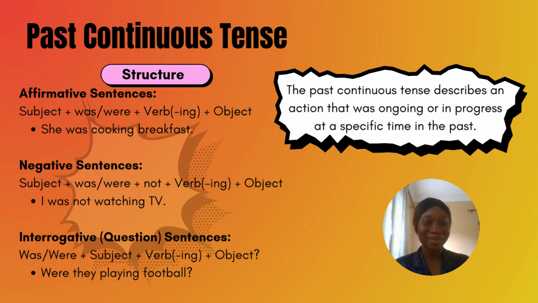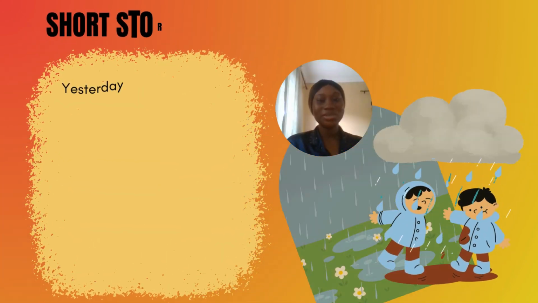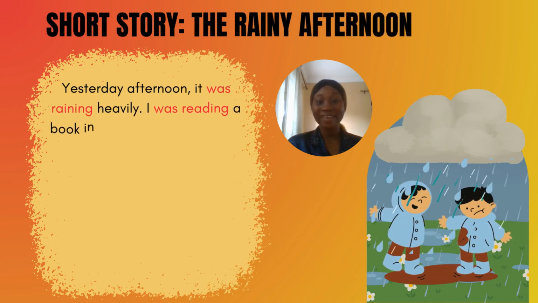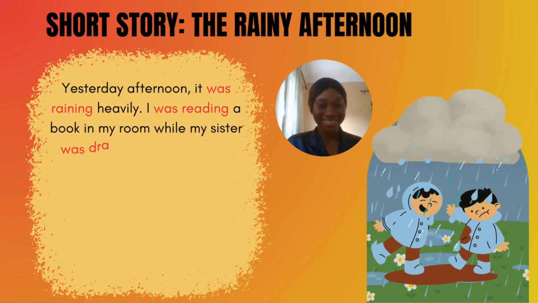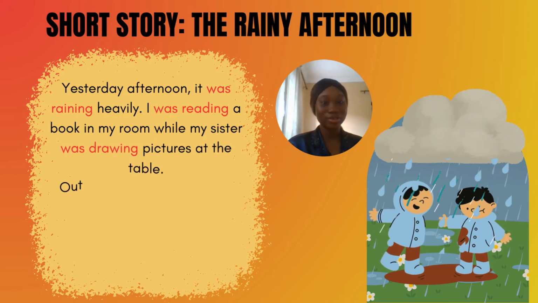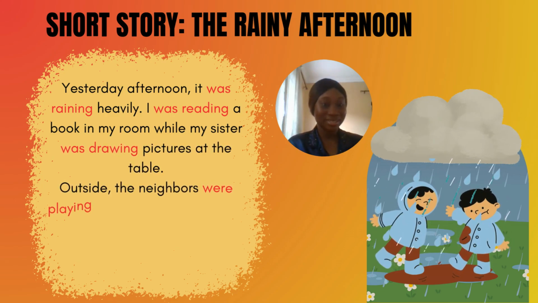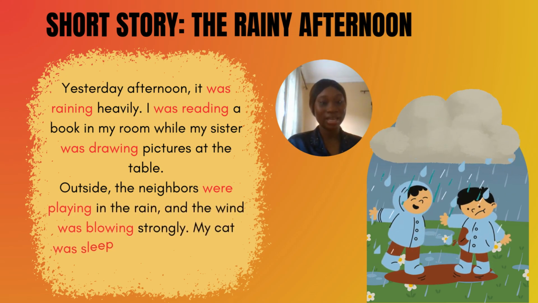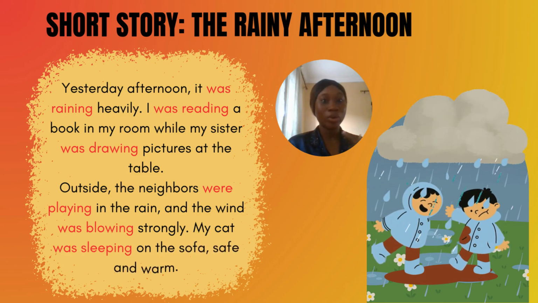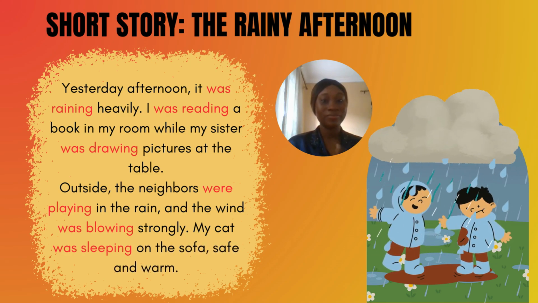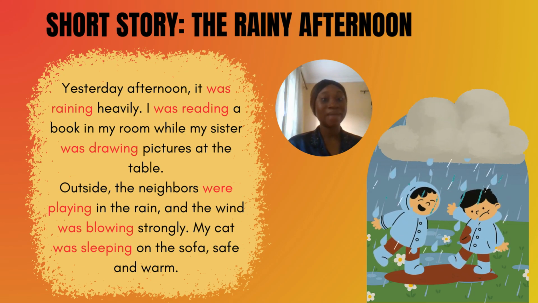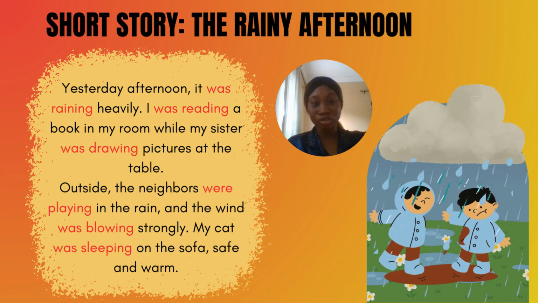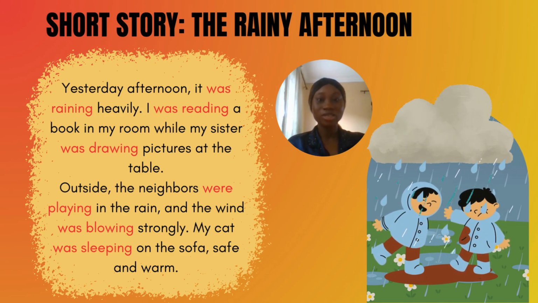Let's look at the story example also. This short story is about a rainy afternoon, to help us identify and get familiar with your past continuous tense. So yesterday afternoon, you can see yesterday, this is a past, something that has already happened before. Yesterday afternoon, it was raining heavily. That's an action that was going on, an action that was happening at a specific time. So what was the specific time? Yesterday afternoon, the exact time that that action took place.